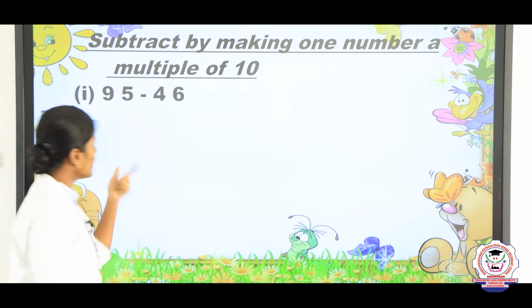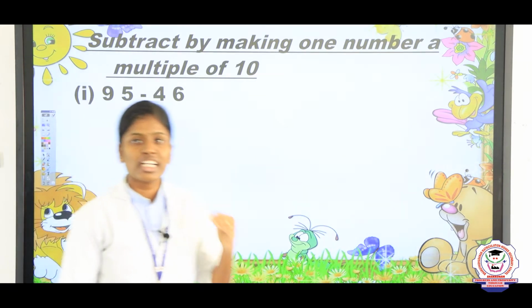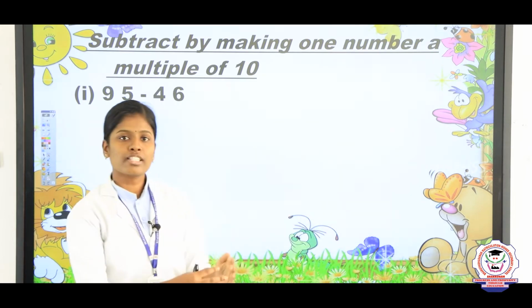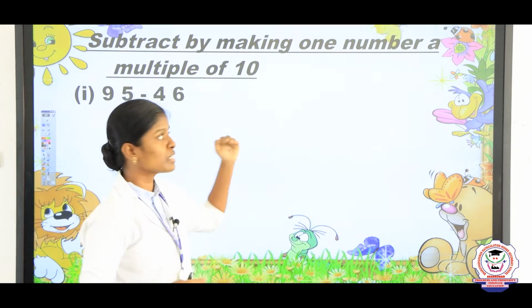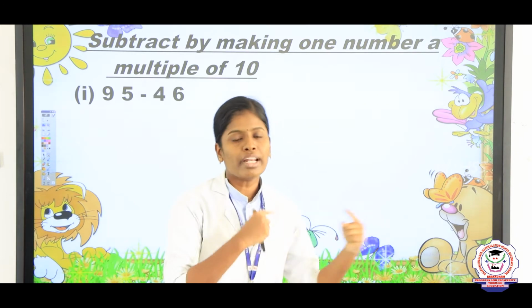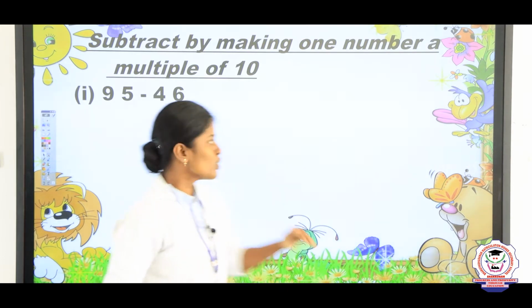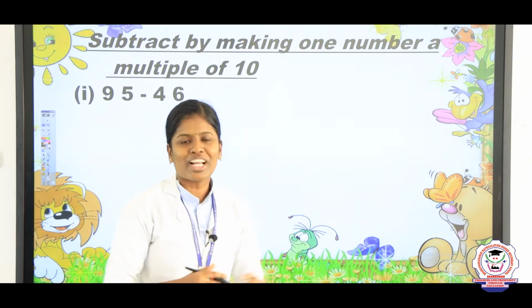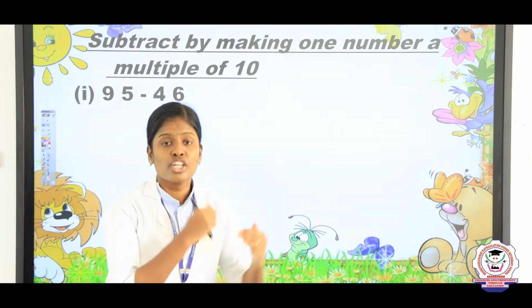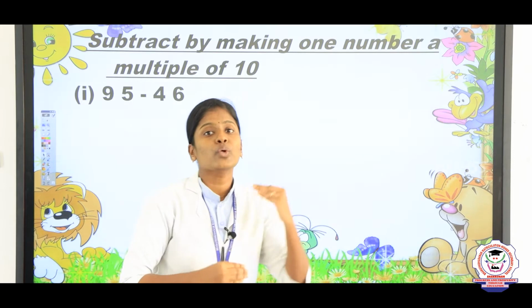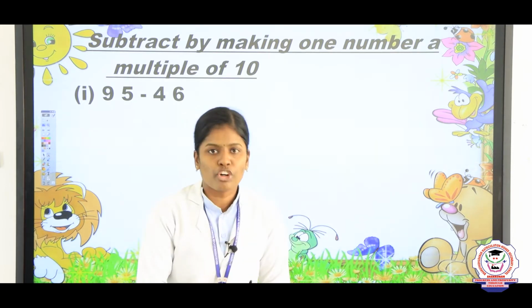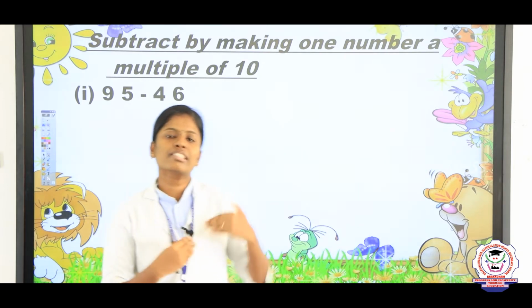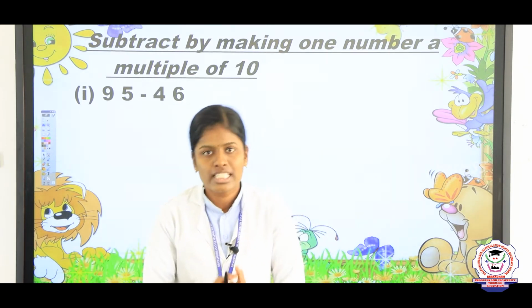So listen my children, here we have the question 95 minus 46. We are going to subtract by making one number a multiple of 10. Compare these two numbers. Which one is the smallest number? Very good. Our smallest number is 46. So this 46 we are going to make into a multiple of 10. The multiple of 10 nearest to 46 is 50.